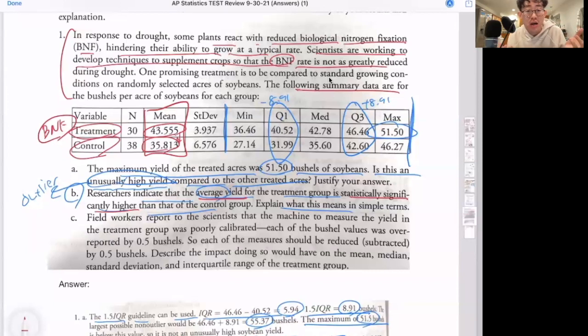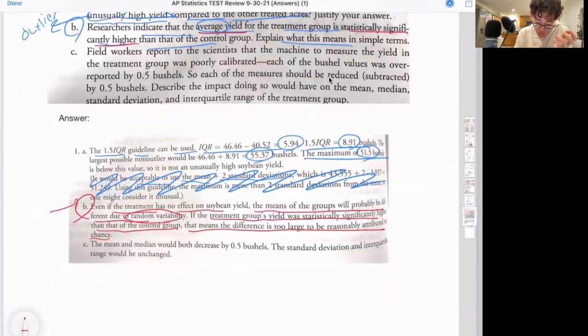I think this is the rate, a measurement of treatment to be compared to standard growing conditions on randomly selected acres, followed by the bushels per acre. Let's see. The bushels per acre means that we have that number of bushels per acre of the soybean for each group. Since we're working to develop techniques to supplement crops so the BNF rate is not as greatly reduced, the treatment allows them to grow significantly more. So, resulting from their studies, I would say they're talking about this random variability.